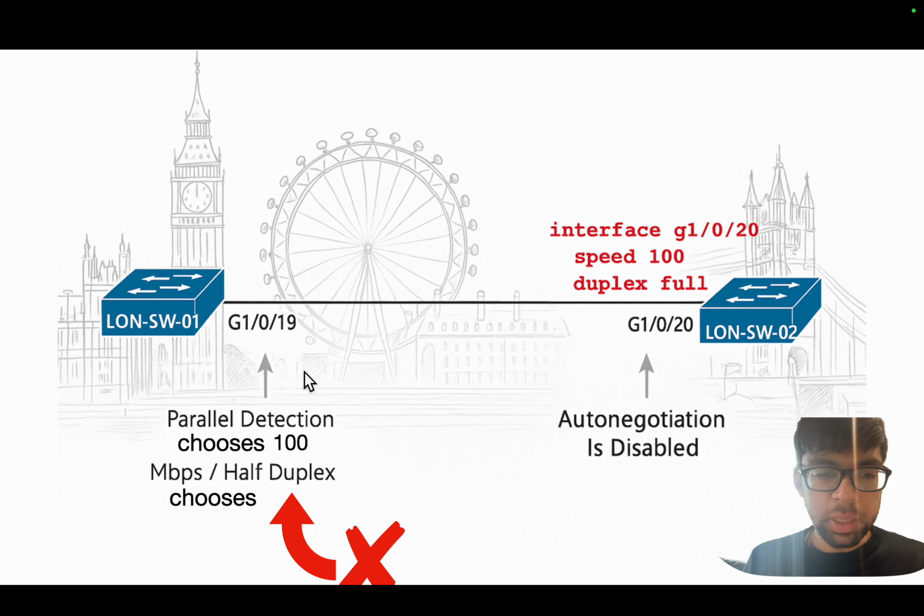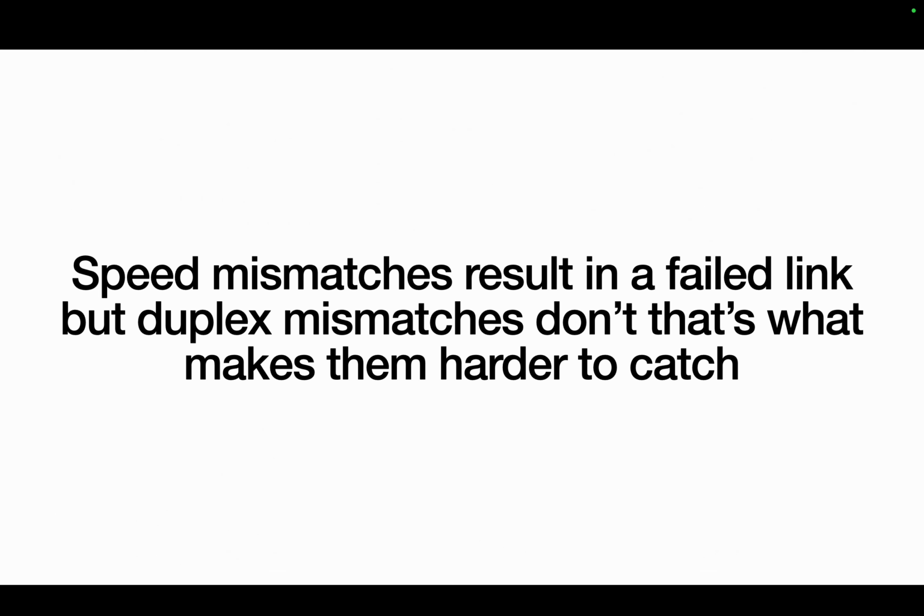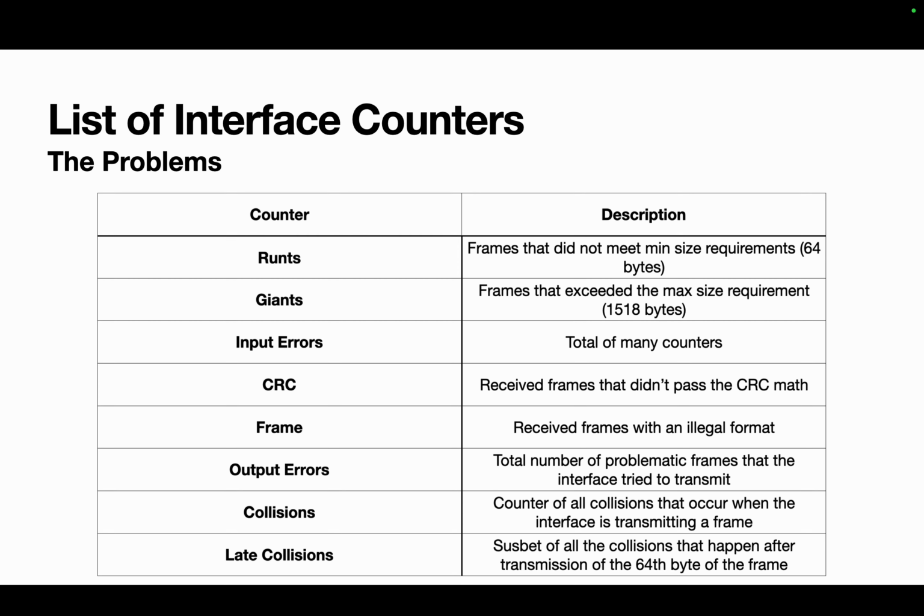However, the problem is that we've now got a duplex mismatch, and that's not good. It's actually using full duplex here, while this one has chosen half duplex. There's a problem. Speed mismatches result in failed links, but duplex mismatches don't, and that's what makes them harder to catch. And the last thing I want to talk about is interface counters.